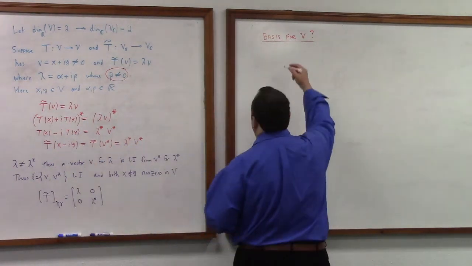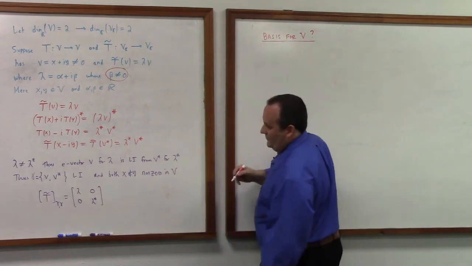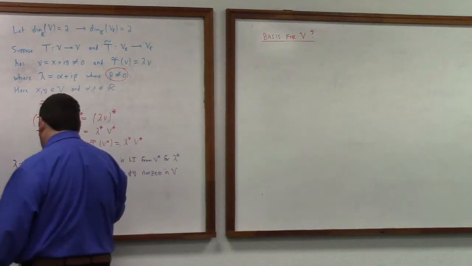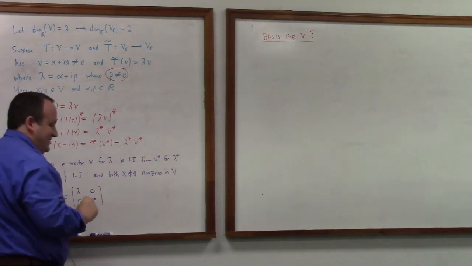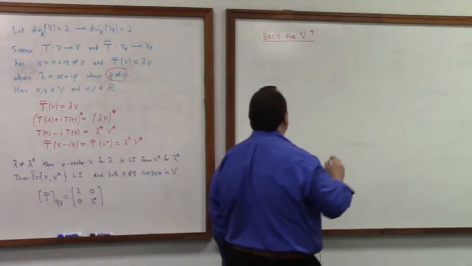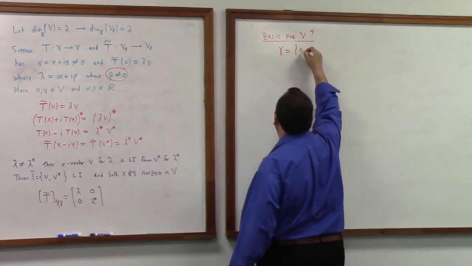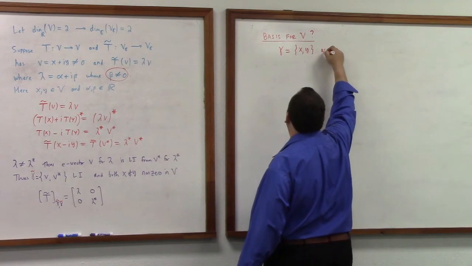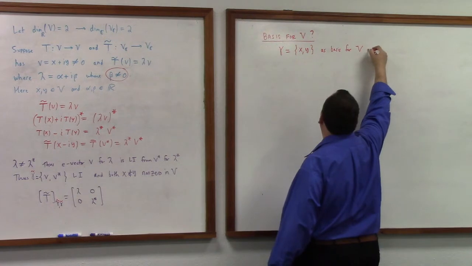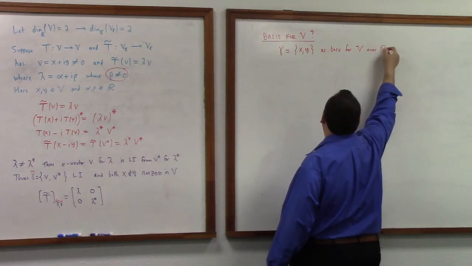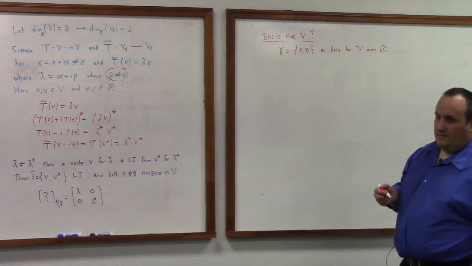So let's try x, y. Let me finish the tildification of all this: gamma tilde. Tildes for everyone. So let's try gamma equal to x comma y as a basis for V over R, right? That makes sense. These are both real vectors, right? Okay.